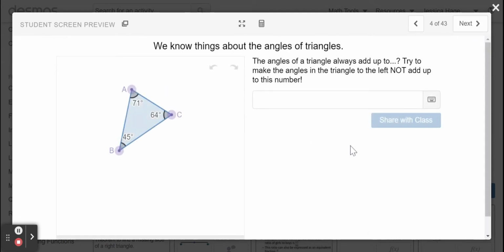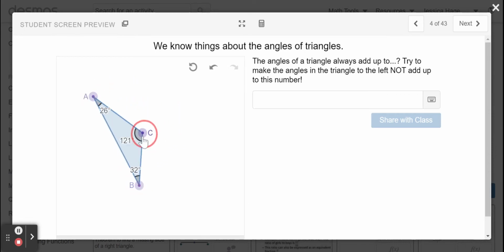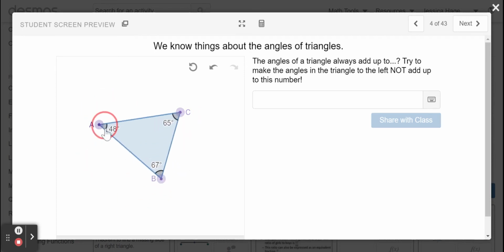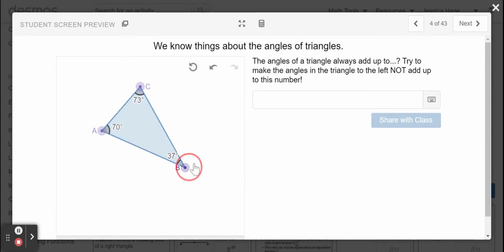Slide 4, we know things about angles of triangles. The angles of a triangle always add up to a certain number. We want you to explore a little bit by moving these points and try to make these angles not add up to this number. There is no way to get these angles to measure anything other than a certain number. It's also called the triangle sum theorem.